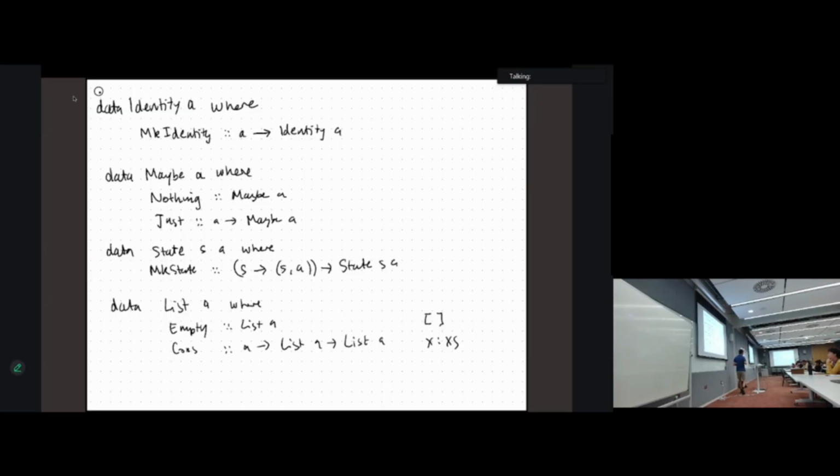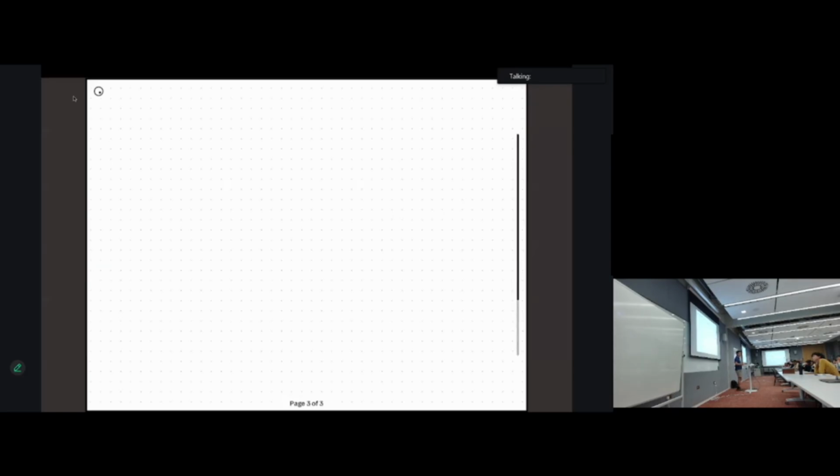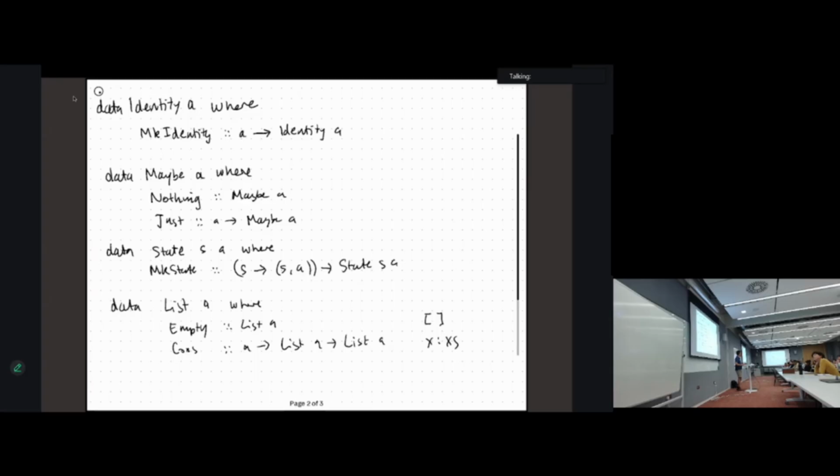So, are there any questions about this, by the way? Because this is perhaps new to some. It will be trivial to those who've seen it before, but it might be quite weird to those who've not seen it before.